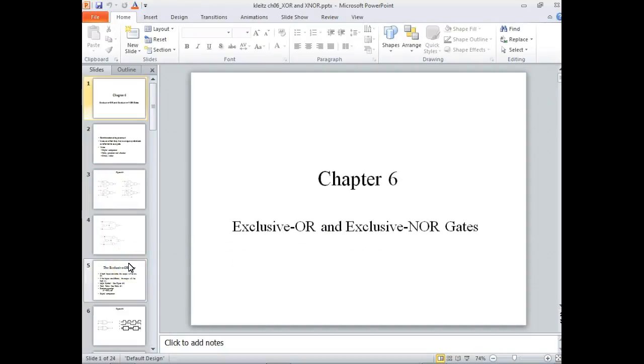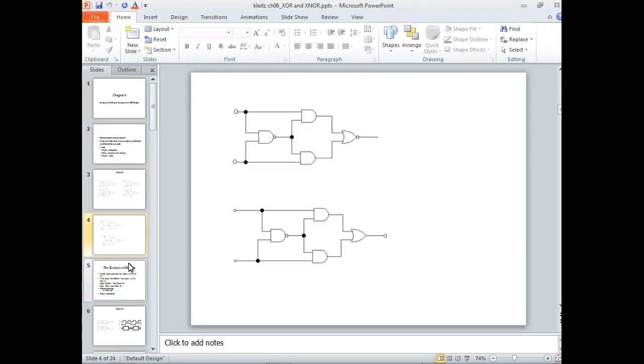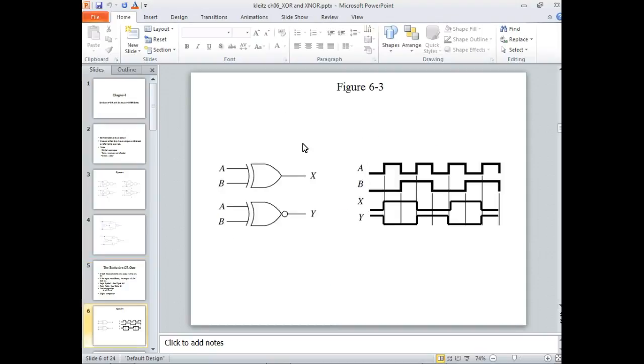So one thing we need to understand is that exclusive ORs and exclusive NORs will always only have two inputs. And these are the circuits, by the way, that basically make up exclusive ORs and exclusive NORs. And of course, these are the two symbols, right? You understand that? So how many inputs will these guys have? Two. No more, no less.